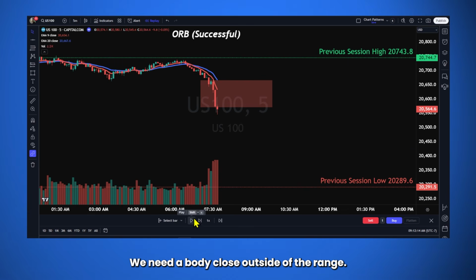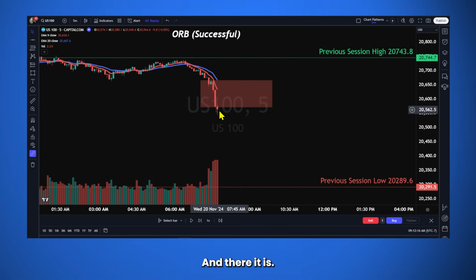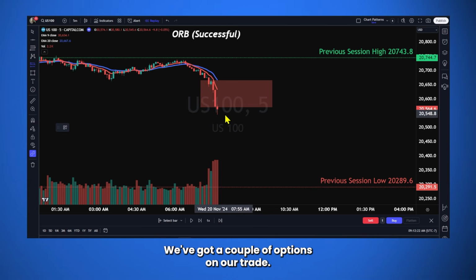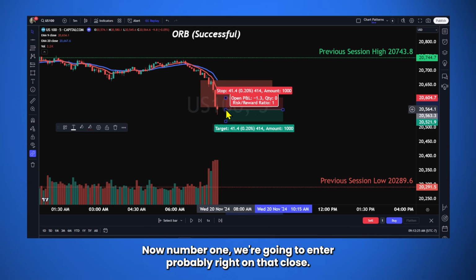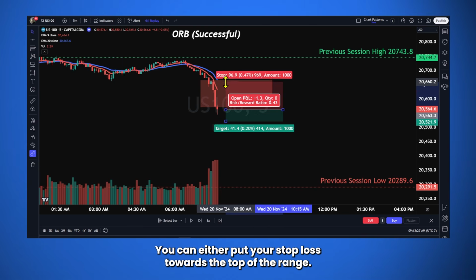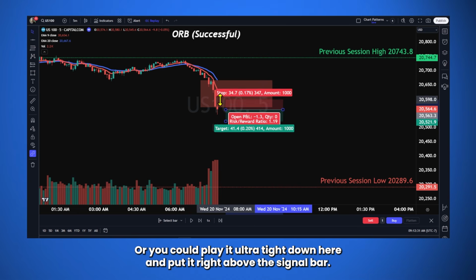We need a body close outside of the range, and there it is. Absolutely beautiful. That's what we wanted. So now it's all systems go. We're looking to get short. We've got a couple of options on our trade. Now, number one, we're going to enter probably right on that close. You can either put your stop loss towards the top of the range, or you could play it ultra tight down here and put it right above the signal bar.